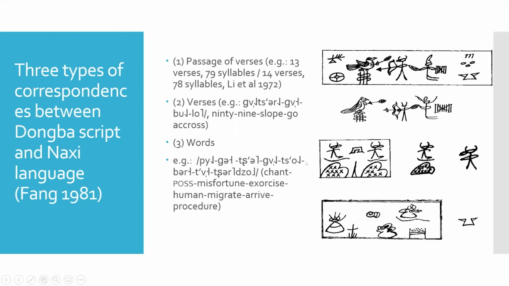And the third type of correspondence is that a pictograph corresponds to a word. This is the cover page of the manuscript, and there are seven groups of pictographs. It is read as a nine-syllabic phrase. And we can find the correspondences between the glyphs and the syllables here.